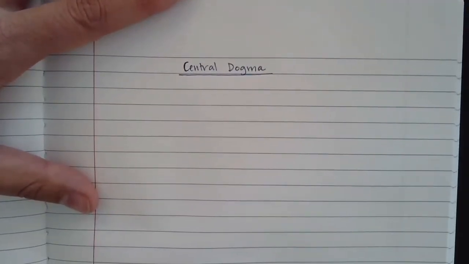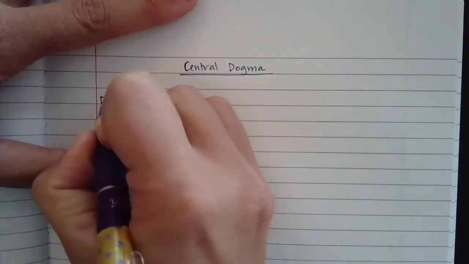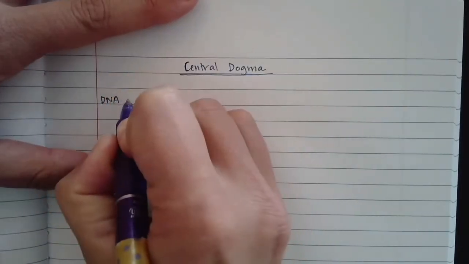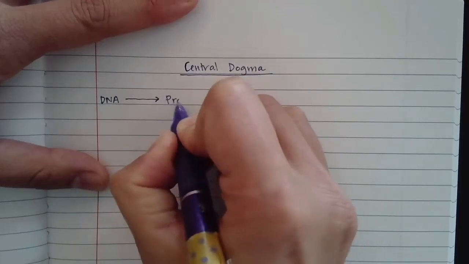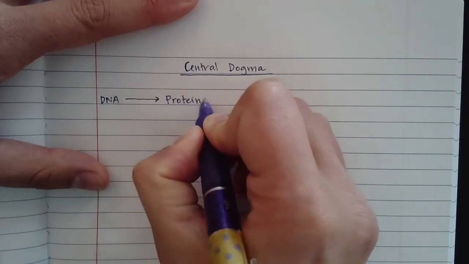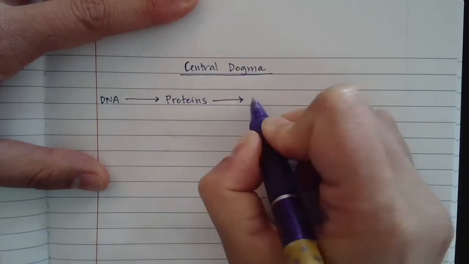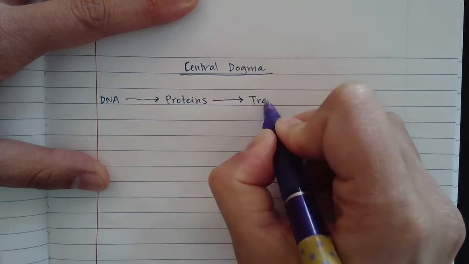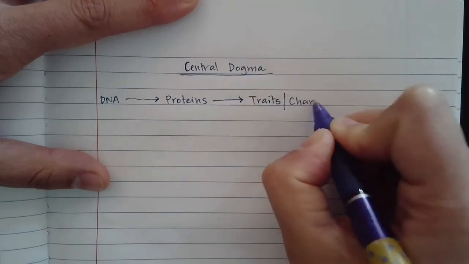So the central dogma is this idea that DNA codes for proteins and proteins result in our traits or our characteristics.